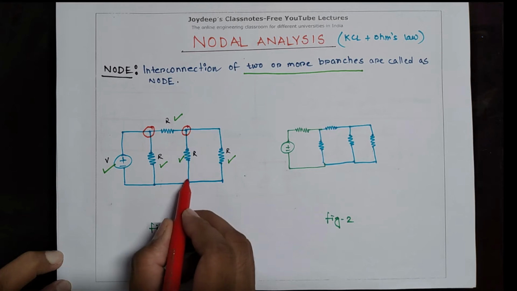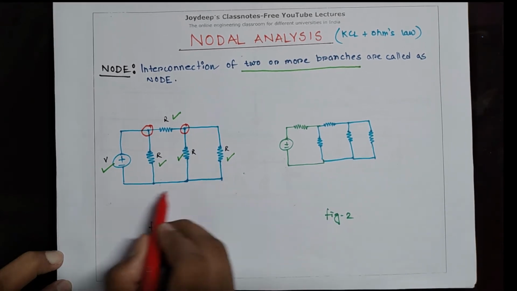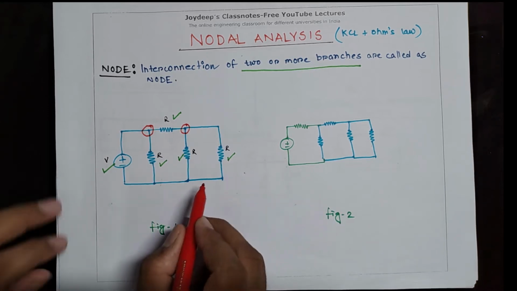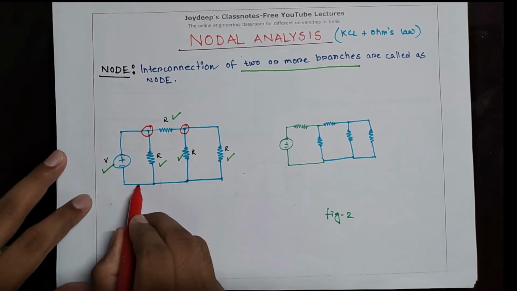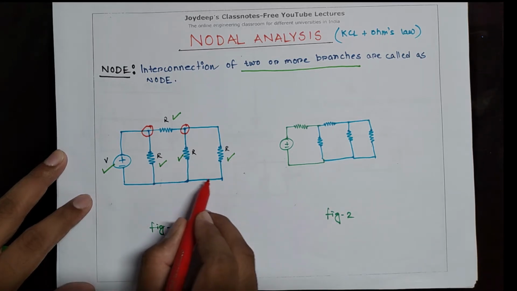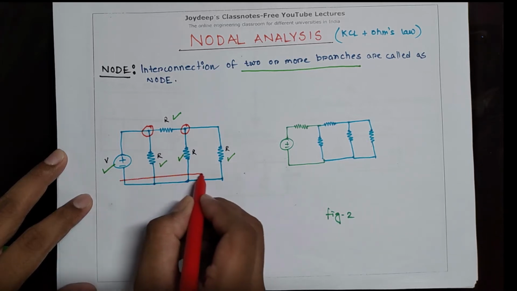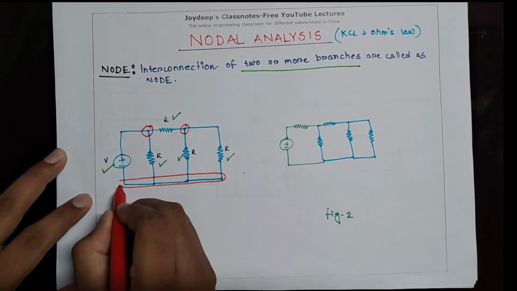Now let's see about this node. This entire node is a single node. Why? Because in between these points there is no circuit element present. So we can consider this to be a single node.